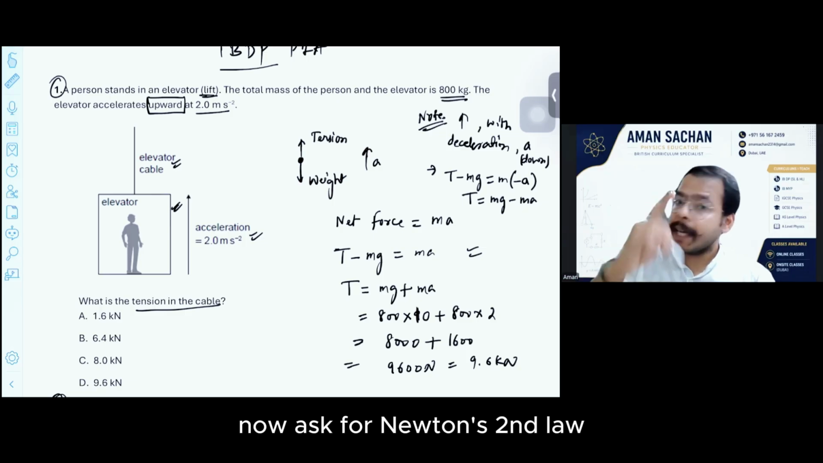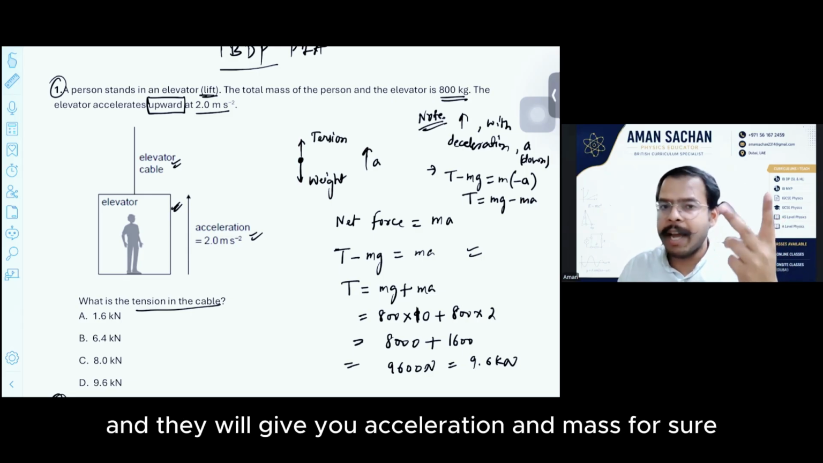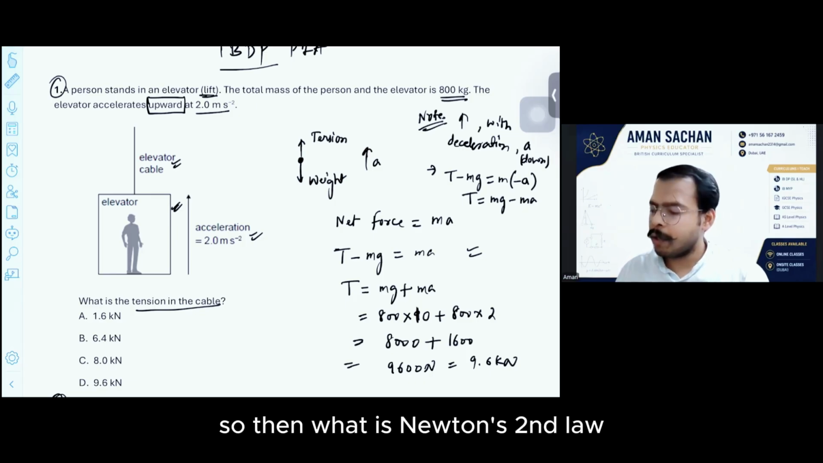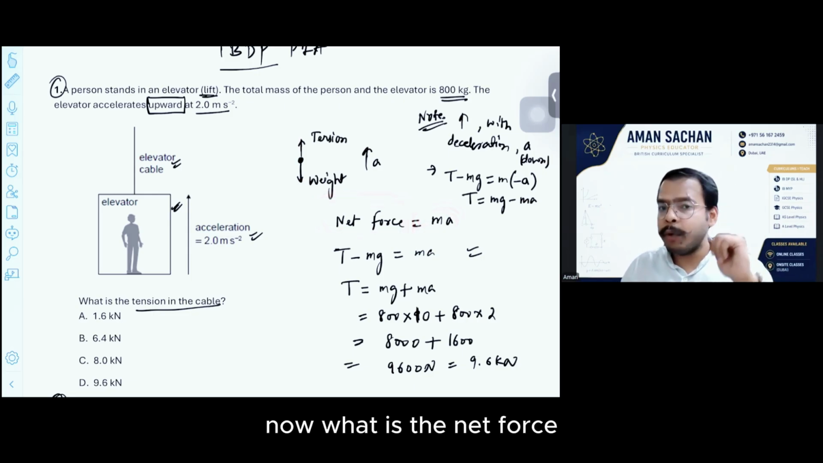Now, as per Newton's second law, remember these kinds of questions, you always think about it. Whenever they give you forces and they give you acceleration and mass, for sure, Newton's second law, because F equals ma. So what is Newton's second law? You should remember net force equals ma. Now, what is the net force?